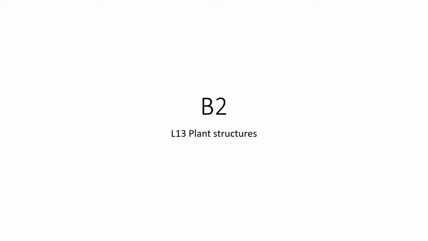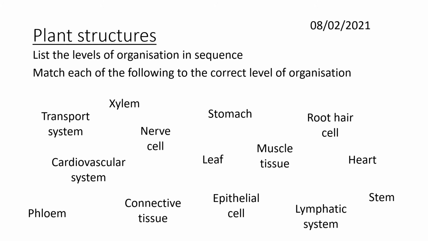This is a GCSE Biology presentation looking at plant structures. To get started, you have a number of terminologies along the bottom half of your screen. All you have to do is start with listing the levels of organization. There are 5 levels of organization. And then for each of the terms below, match them to the appropriate level of organization.